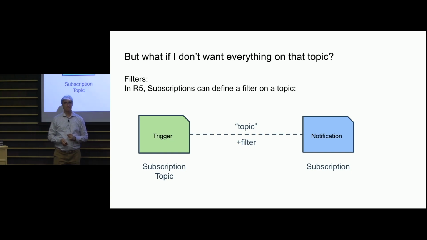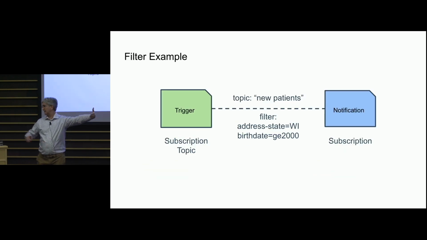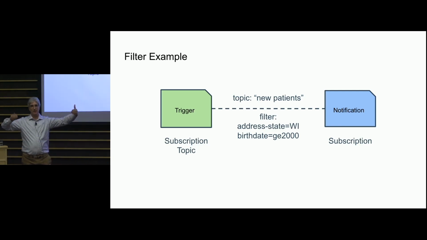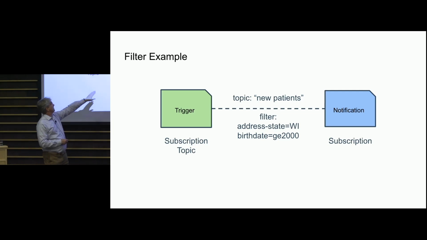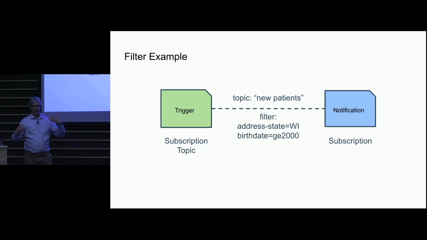What if you don't want everything from a particular topic? Topics actually allow you to filter on them. Imagine one subscription topic, say every time there's a new patient arriving. In your subscription you can say, I don't want all of those new patients, I only want specific ones. In this case, just patients from Wisconsin who were born after the year 2000. So again, that really makes the separation of the trigger from the notification really powerful. All those different notification resources can specify what particular filters they're interested in.